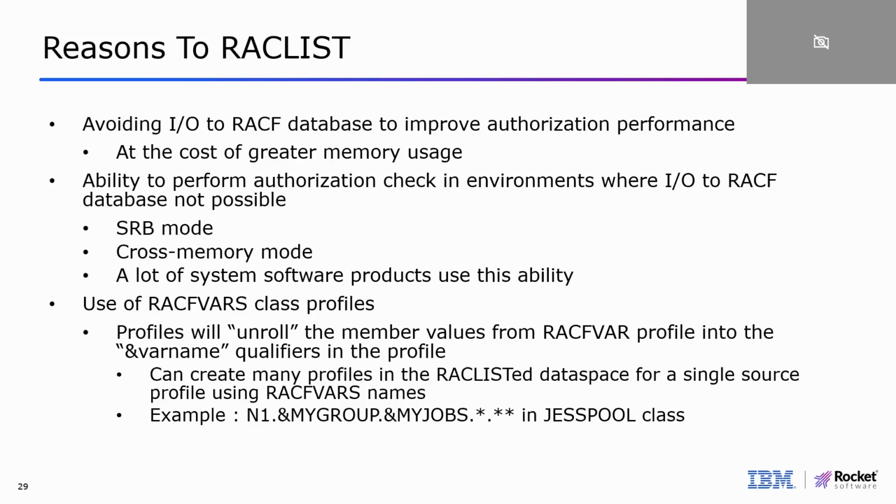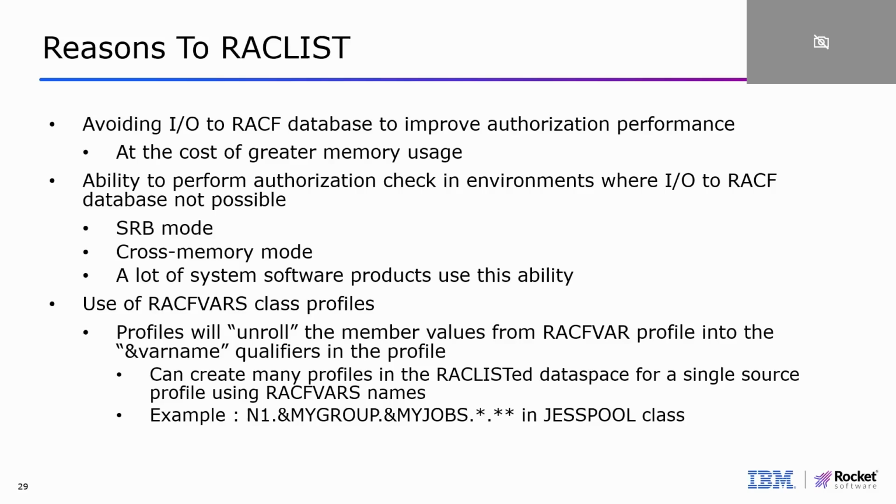There's another really nice thing about RACLISTing: if you have RACLISTed profiles, you can take advantage of the RACFVARS class profiles. You can have your own variable names and give your variables values. If you specify your variable names in your profile and then you RACLIST or refresh it, it will unroll all of those values inside the RACLISTed data space, and you will get all your profiles.